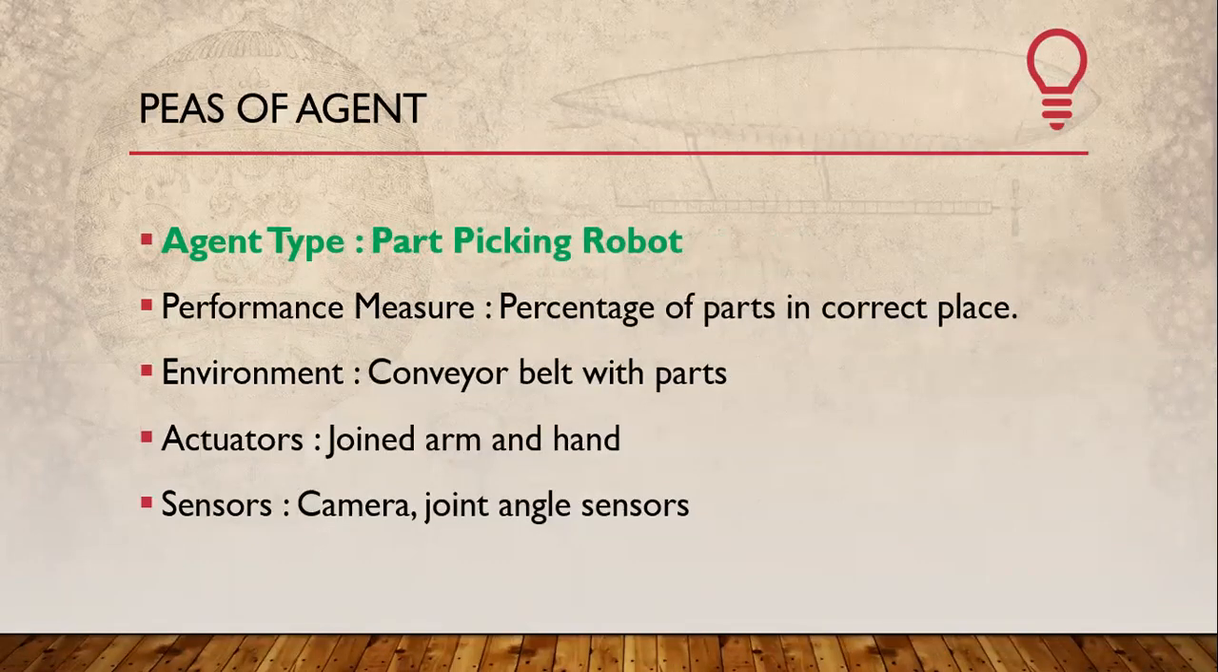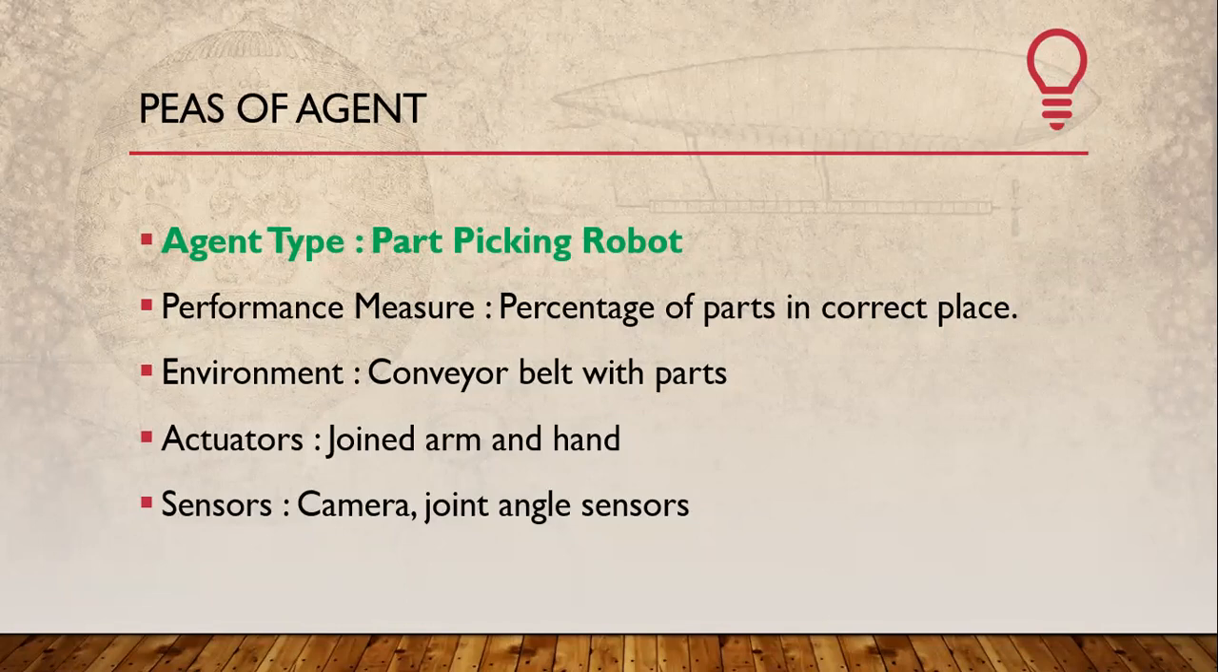Going forward, yes, part picking robot. When we say an agent type part picking robot, then this robot has a variety of applications. It could be differentiating the parts according to sizes, as in if there are multiple parts coming. Just as an example, let's say there are multiple packaging boxes coming, then maybe the smaller boxes should be picked up and placed at a different place.